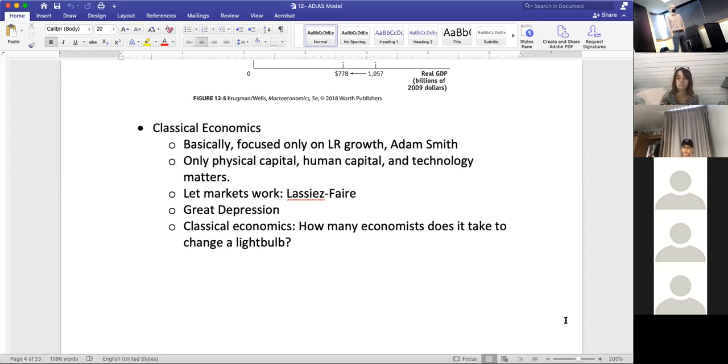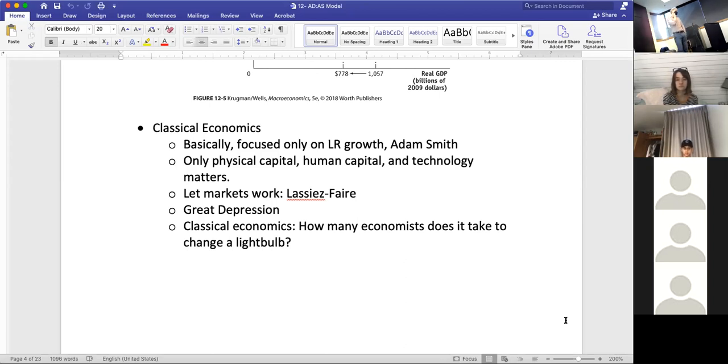So yes, there are some things that government should do, right? They should have national defense. They should break up monopolies. They should provide public goods like education. But outside of that, classical economists really believe that markets work well, so there's really no need for a lot of government intervention in the economy.